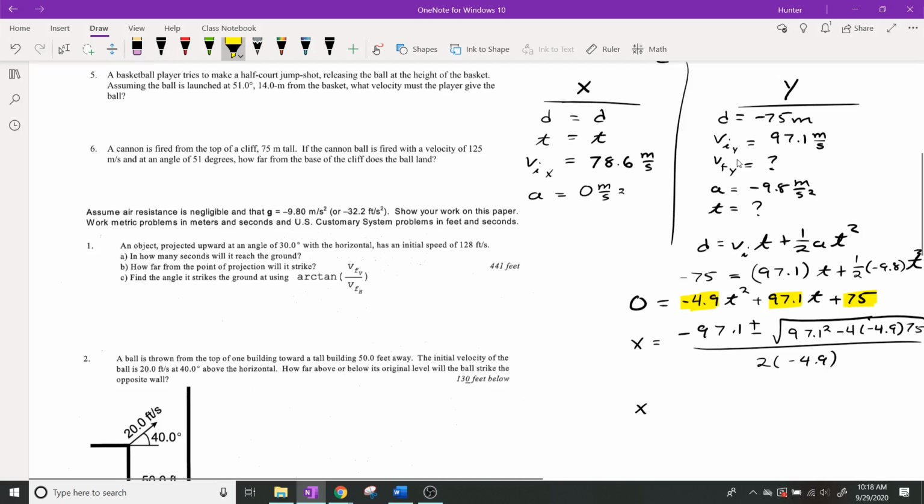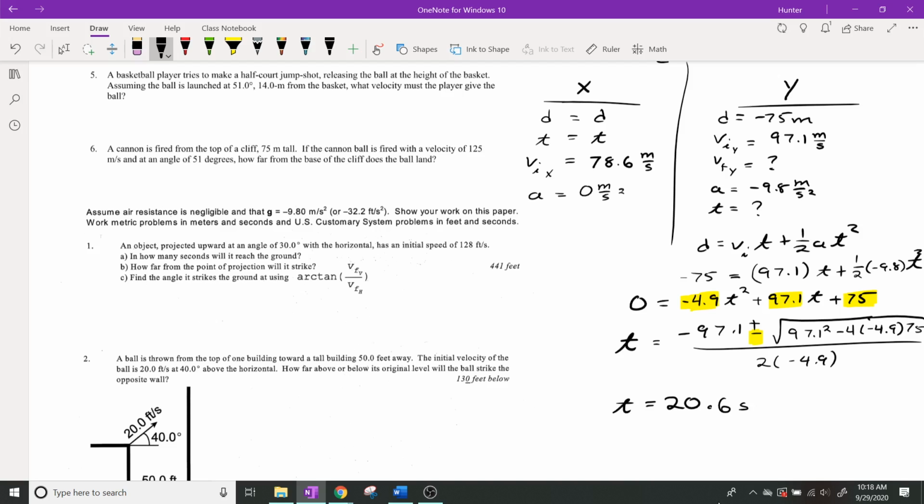Because the positive one gave you a weird 20 seconds. So I guess I need to go ahead and erase these x's, and we're really good looking for t. So t is about 20 point what? Did it come out 20 on the dot? 20.6 seconds. I didn't figure that it would.